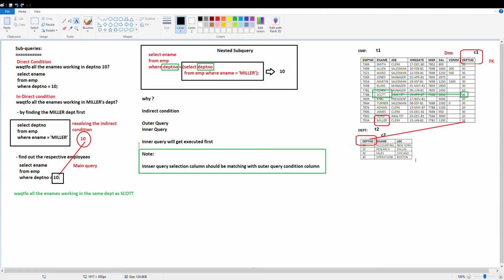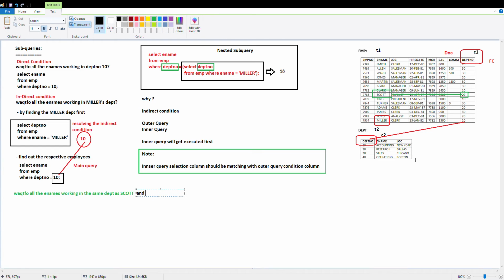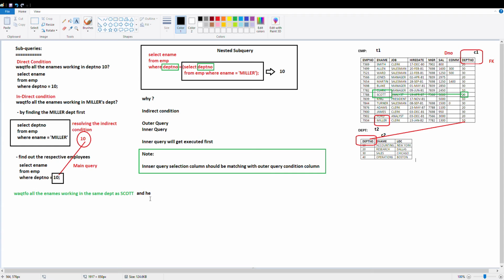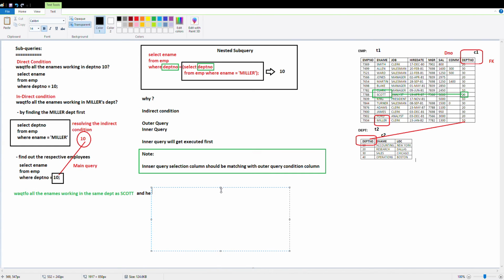I can continue this question saying, and he should be getting a salary greater than 1000 and lesser than 3000. If I'm asking this question, how will I solve this question?